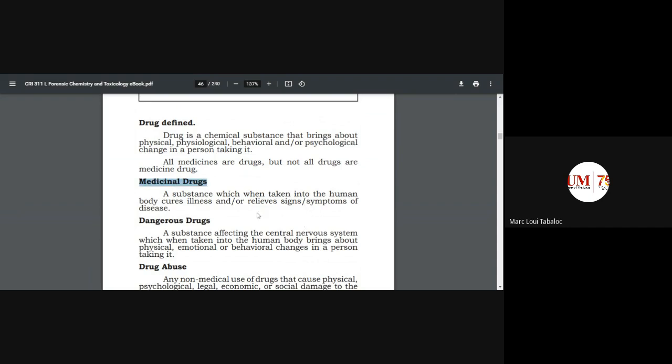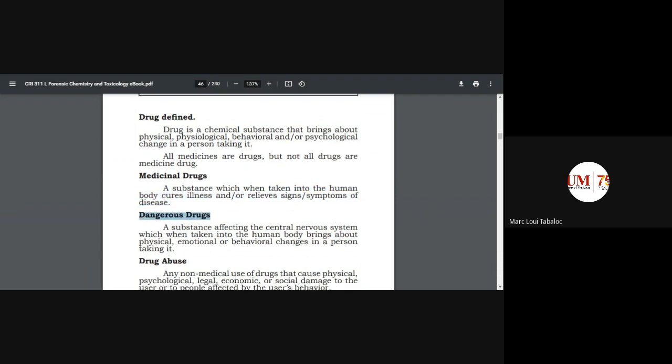Medicinal drugs, these are substances which, when taken into the human body, cures illness and or relieves symptoms of disease. Okay? Medicinal in nature to cure illnesses of the body or would relieve those symptoms of sickness or relieve pain from the body. Medicinal drugs. Pwede organic or natural, pwede rin synthetic or man-made.